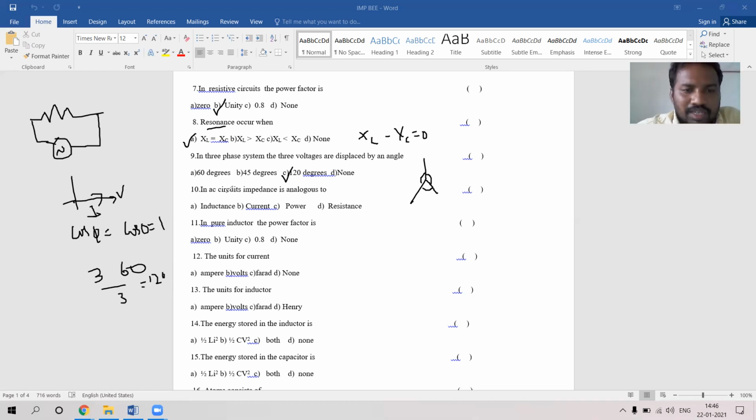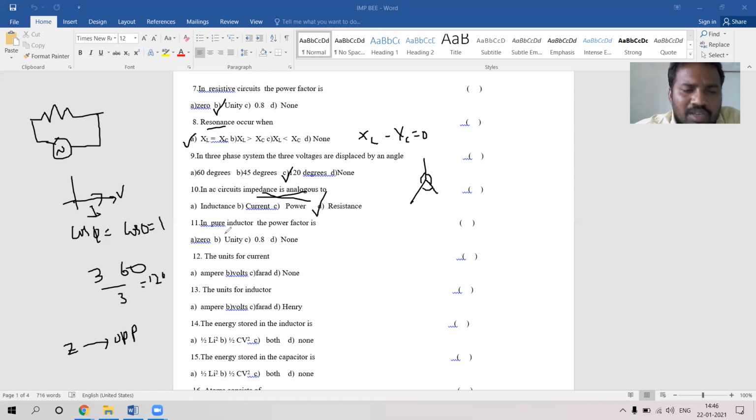Next question, in AC circuits, impedance is analogous to what? We know that impedance opposes the flow of current. Here analogous means similar. What about inductance? It is not like that. Only resistance opposes the flow of current, so impedance is similar to resistance.